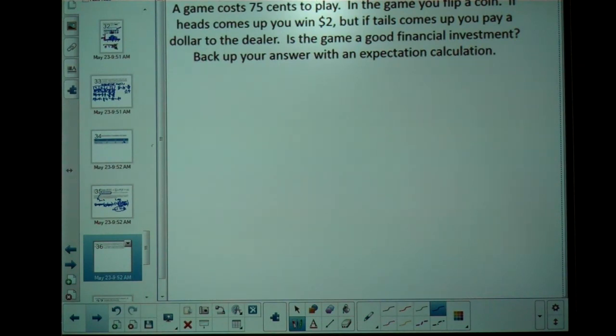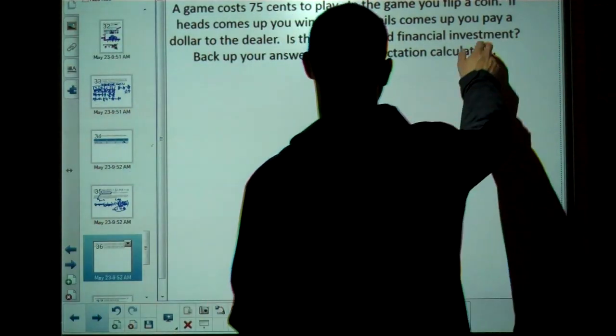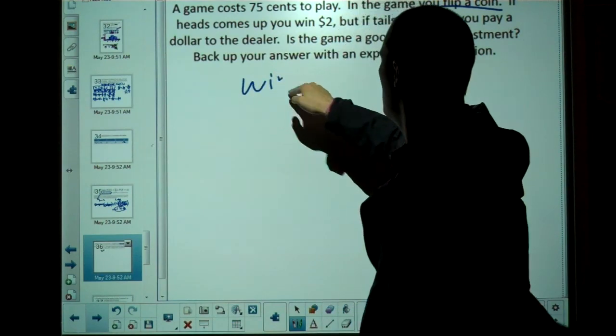In this example, we have a game that costs 75 cents to play. You flip a coin. If it comes up heads, you win $2. But if it comes up tails, you pay $1 to the dealer. We want to know if this is a good financial investment. Should you play this game? And if you do, do you expect to make money? Okay, we're going to back that answer up with an expectation calculation. Once again, it's a coin flip, so we could win or we could lose.